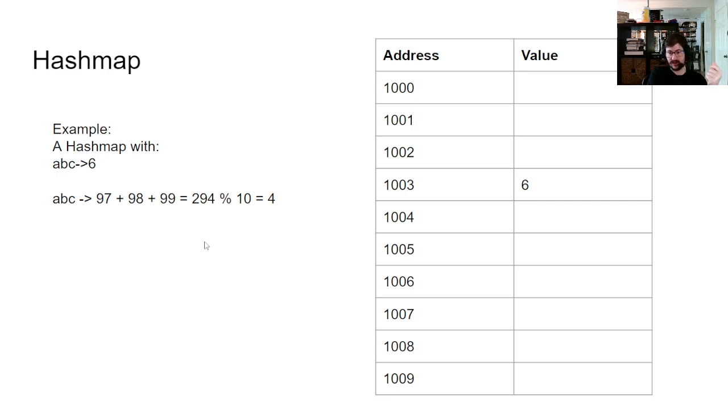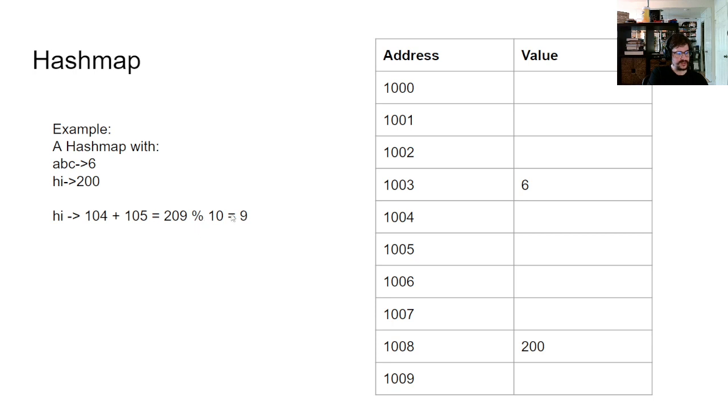I can look it up very rapidly. So if I want to add another one, high goes to 200, same thing. I take the 2 keys here, modulus it by 10, I get 9. These are completely in different places now.